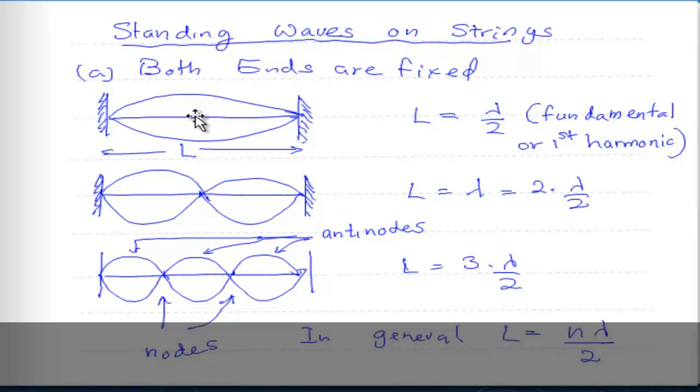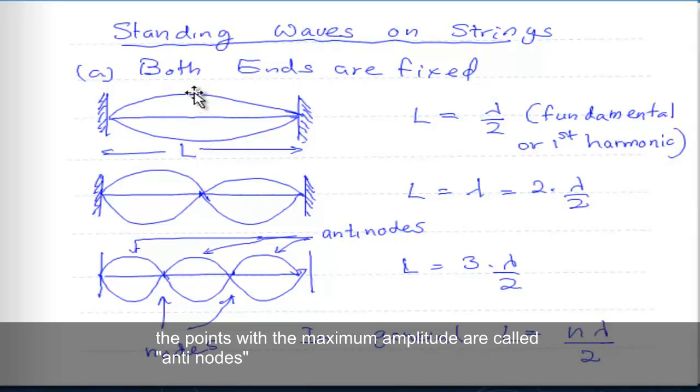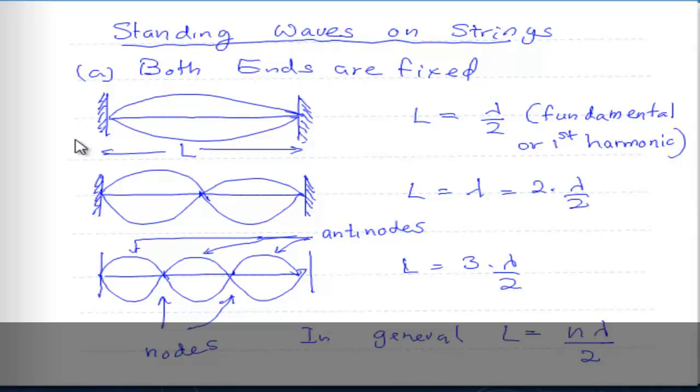When both ends are fixed, the string oscillates at different modes. One of the ways that the string can oscillate is this first diagram. The points that are not oscillating are the points fixed at the ends, and these points are called nodes. At the center it has the maximum amplitude, and the points with maximum amplitude are called antinodes. This is the first possible mode on the string, and we call it the fundamental mode or the first harmonic.